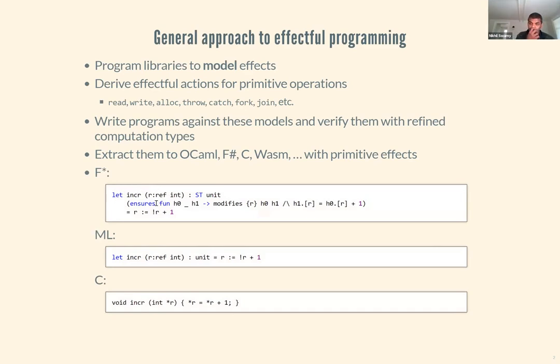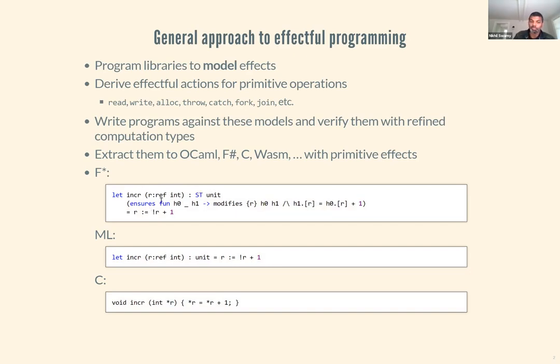You want to write a program to increment a reference. You're going to do something like this. In F star, you'll be able to write a program that takes a reference R. You're going to give it a specification. And the specification is going to say this ST is a label that says that this program may read or write the state and return a unit.